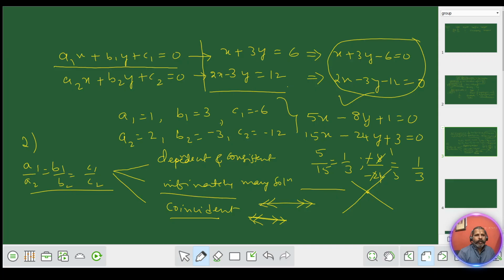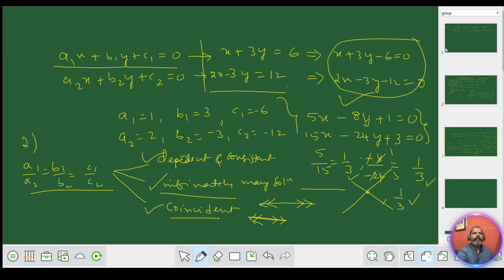Right. C1 by C2 is what? It's directly 1 by 3 because C is 1. So all three ratios, if you check, are equal. So when we plot these two lines, they will be coincident, one over the other on the graph. That means they will have infinitely many solutions, and the solutions will be dependent and consistent.